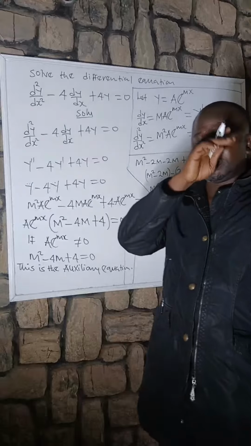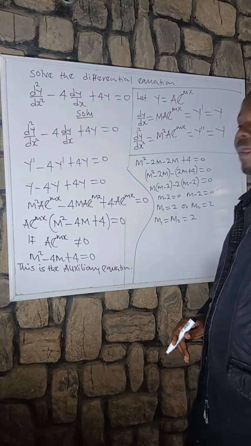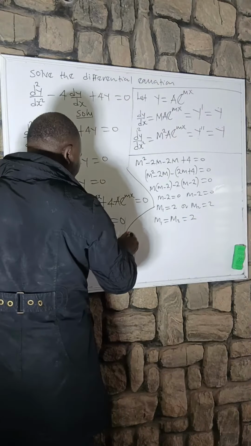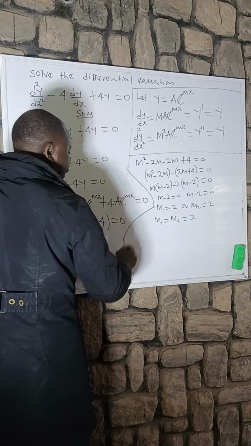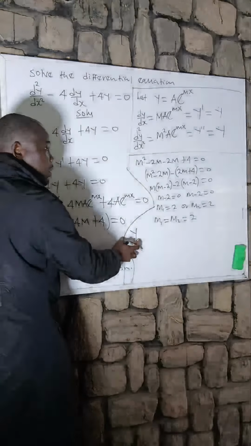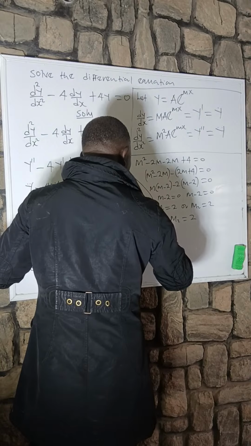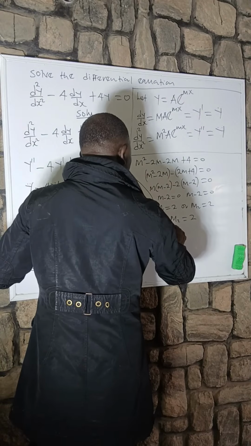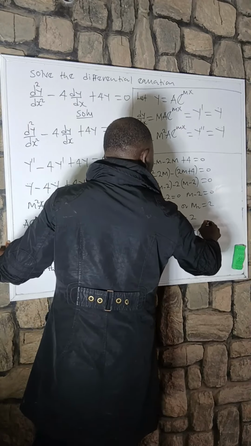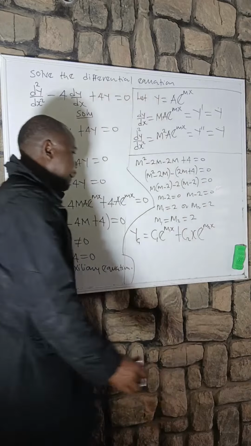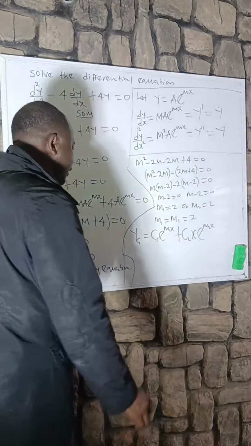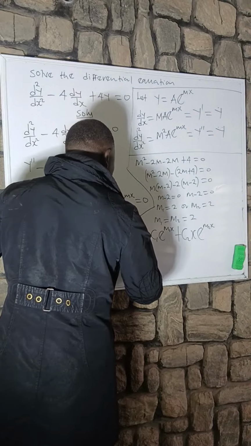So the general equation will now be, since they are the same, this is what we are going to use. Note that this G means the general equation. Y equals C1 exponential M1x plus C2x exponential M2x. Because the roots are equal, they are the same. That is why we are adding this x. Is that clear?